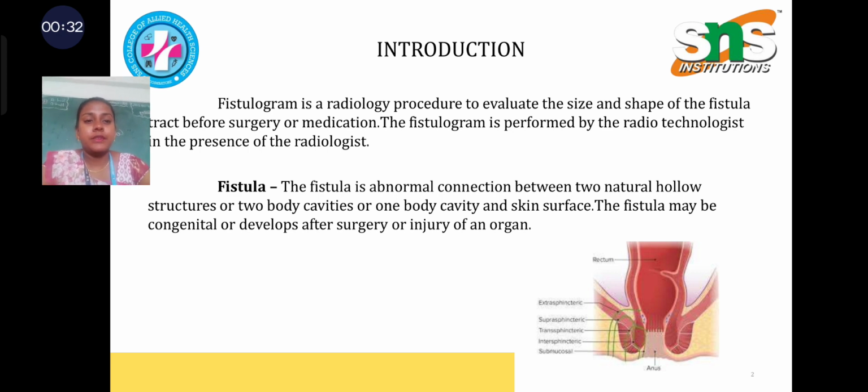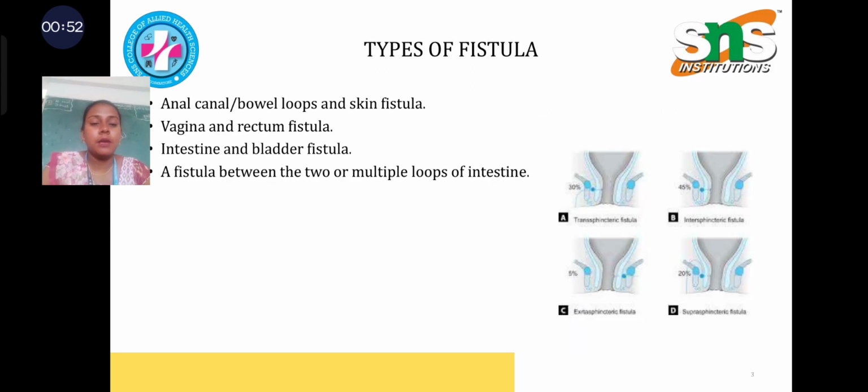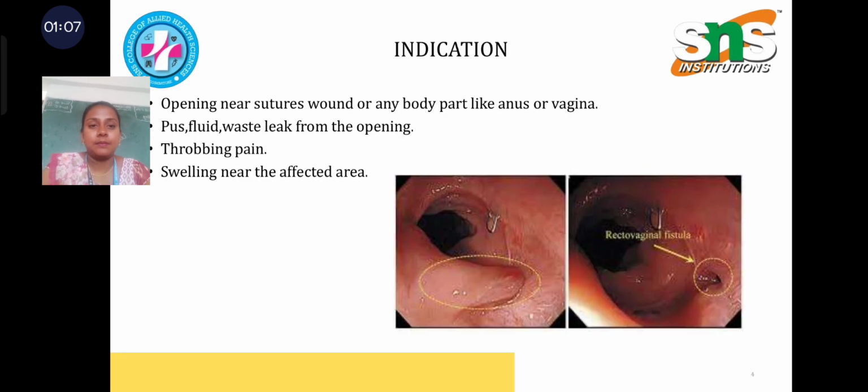Fistula. The fistula is an abnormal connection between two natural hollow structures, or two body cavities, or one body cavity and the skin surface. The fistula may be congenital or develop after surgery or injury of an organ. Types of fistula: anal canal or bowel loops and skin fistula, vagina and rectum fistula, intestine and bladder fistula, and a fistula between two or multiple loops of intestine.